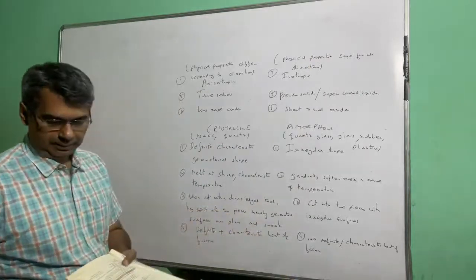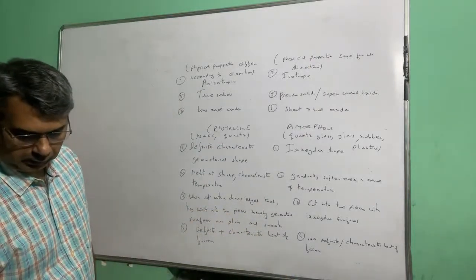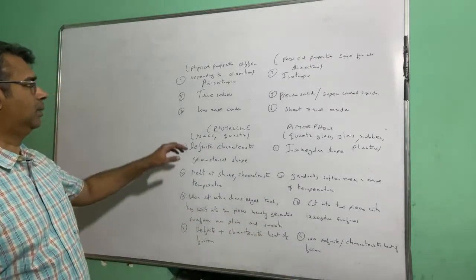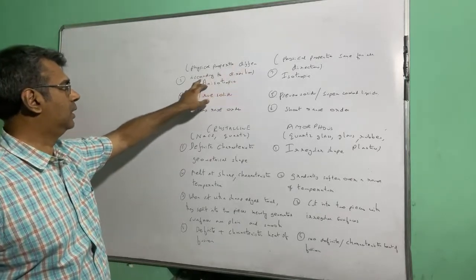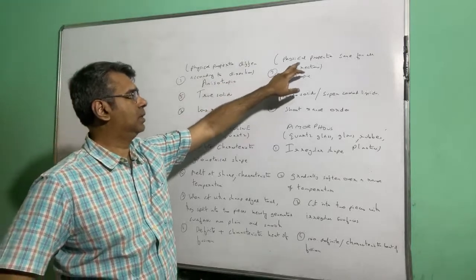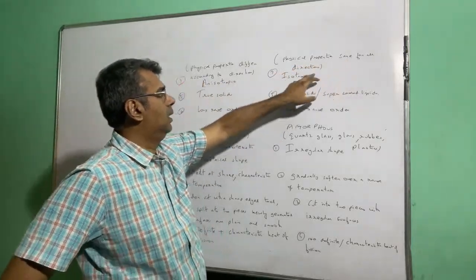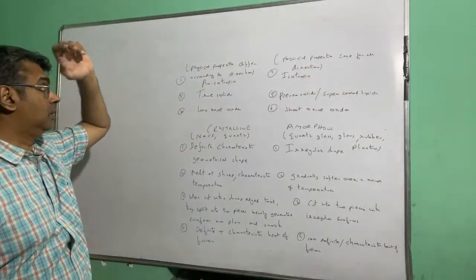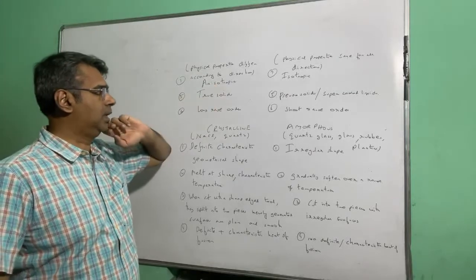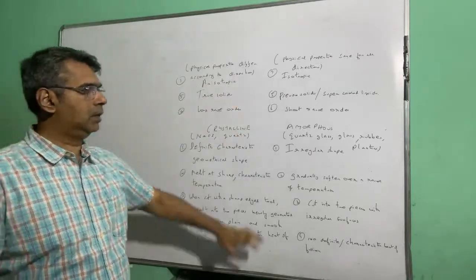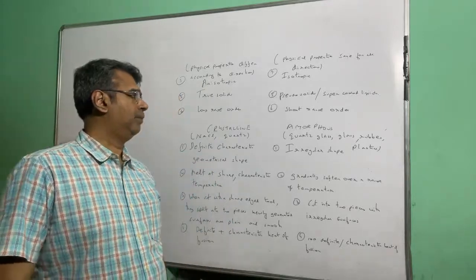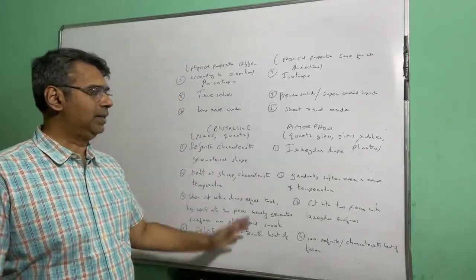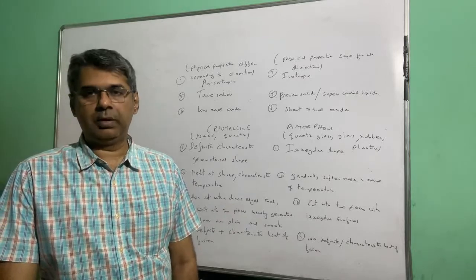So this is the difference between anisotropic and isotropic. Anisotropic means physical properties will differ according to direction, and isotropic means physical properties will be the same for all directions. So these are, broadly speaking, the different points of difference between crystalline and amorphous solids.